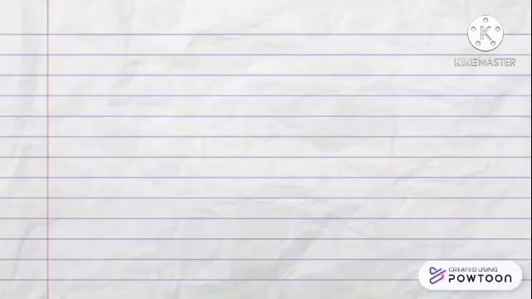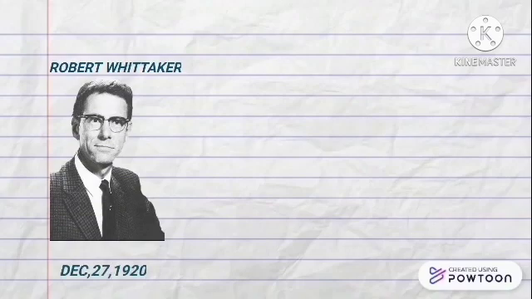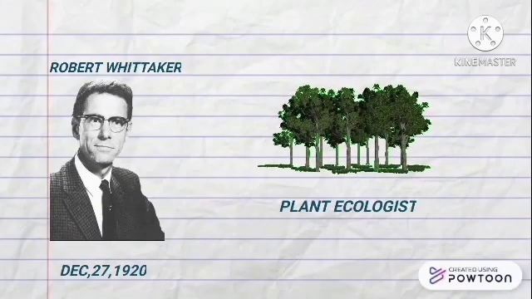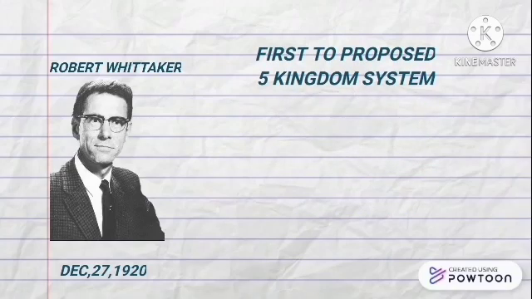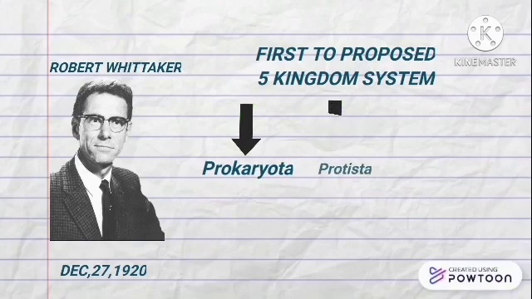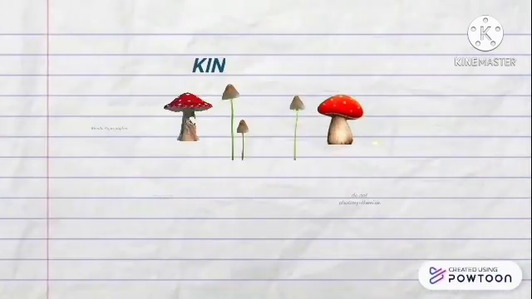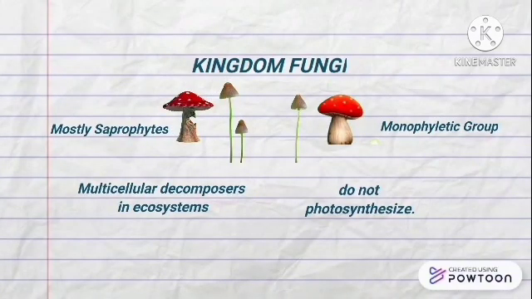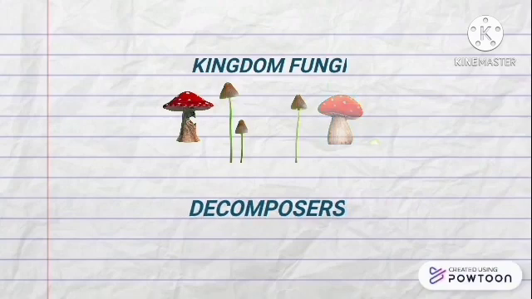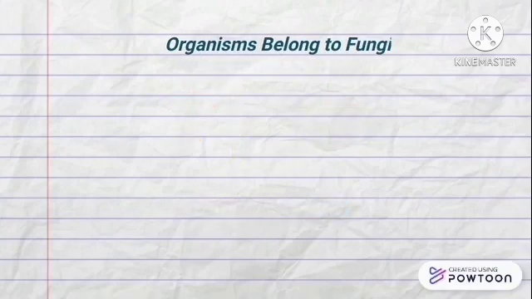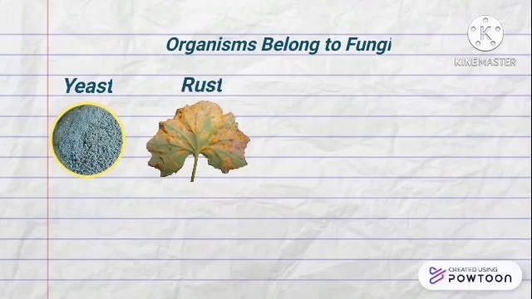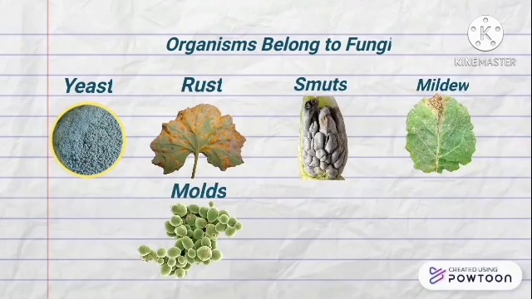After that, Robert Whittaker came to the rescue as fungi was not properly placed in any of the kingdoms. Robert Whittaker, born on December 27, 1920, was a plant ecologist who set forth the five-kingdom system of classification, namely Prokaryota, Protista, Fungi, Metaphyta, and Metazoa. He appealed to a combined ecological and evolutionary approach to create a separate kingdom for fungi, because fungi were united by their ecological role as decomposers. Organisms of the kingdom fungi include the yeast, rusts, smut, mildew, molds, and mushrooms.